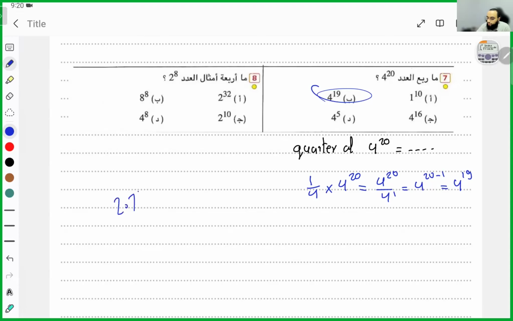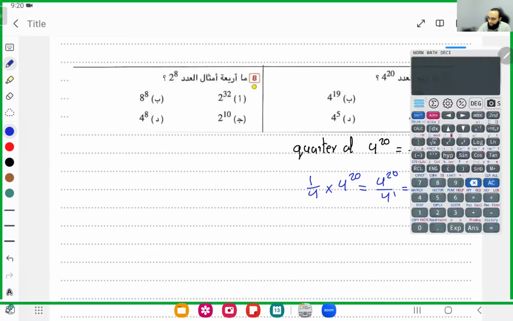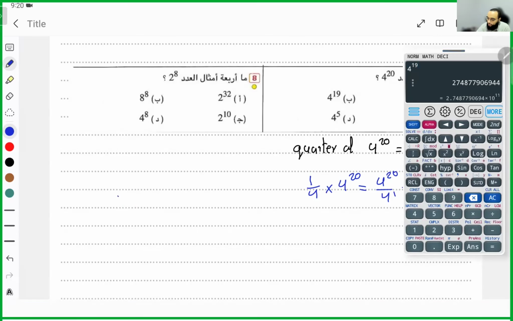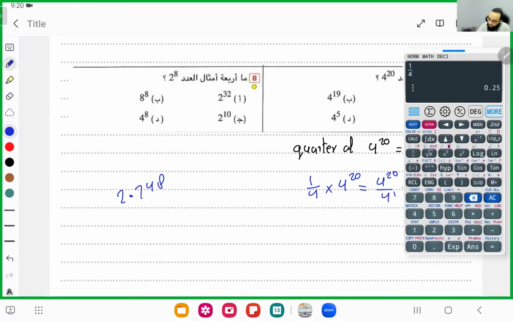4 power of 19 equals 2.74. Sorry, it's not 4 power of 20. I forgot. It's 1 over 4 times 4 power of 20. Yes, like that, it's going to be the same. 4 power of 19 is 2.748, and then 1 over 4, yes.